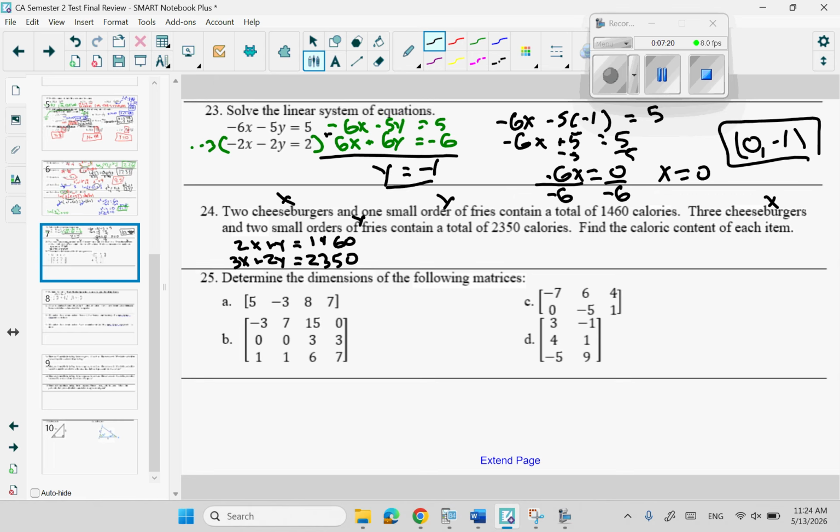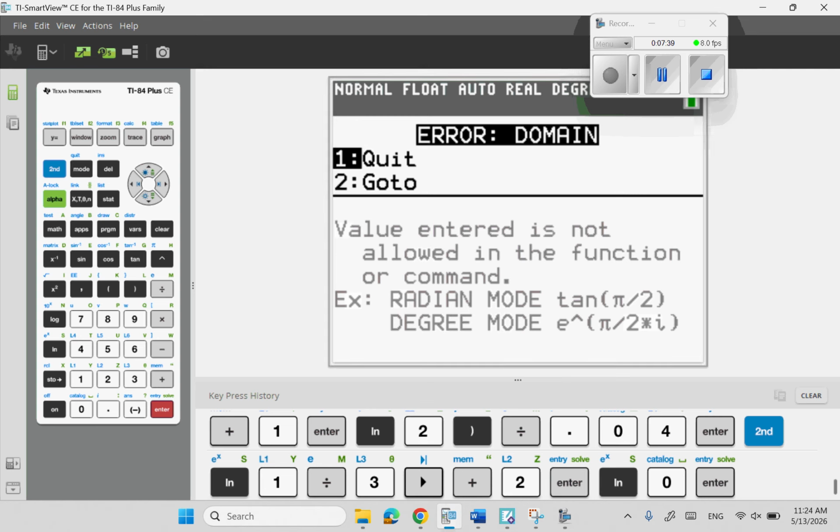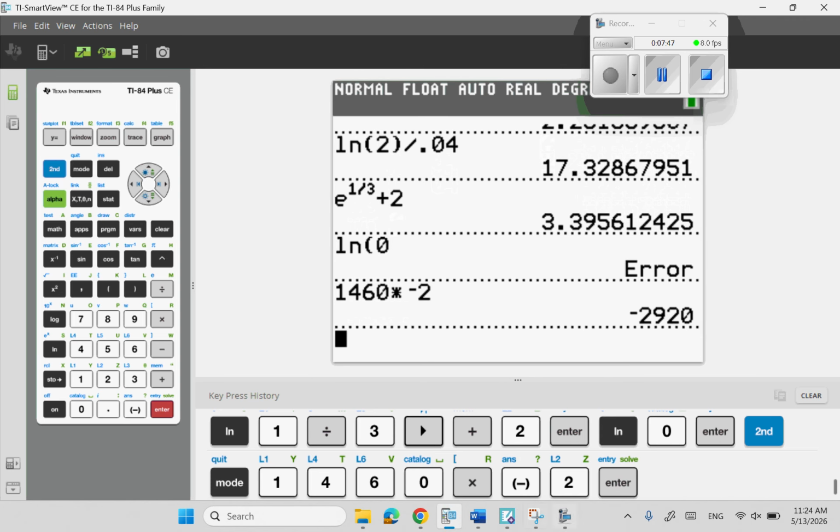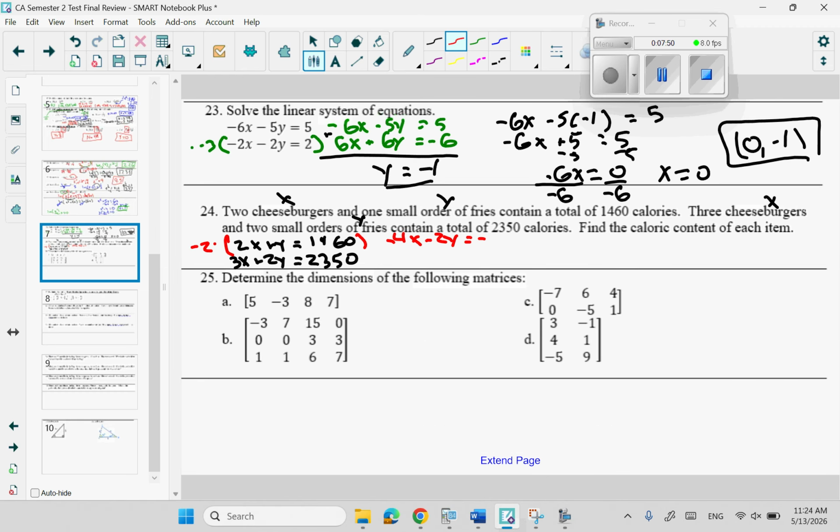Again, this is just a systems of equations problem. The same methods would still work. I'm going to do elimination again. So I'm going to multiply the first one by -2. That way my y's are equal and opposite. So -4x minus 2y equals negative 2920. And 3x plus 2y equals 2350.